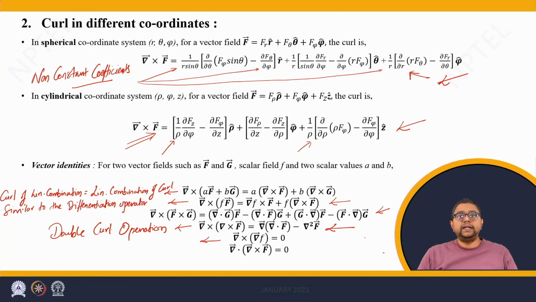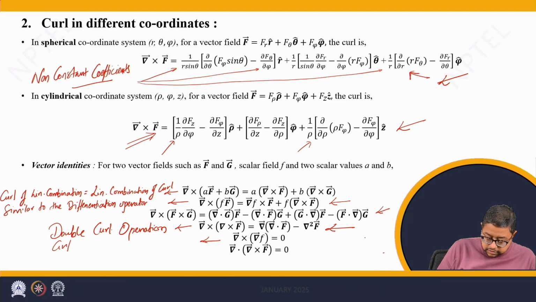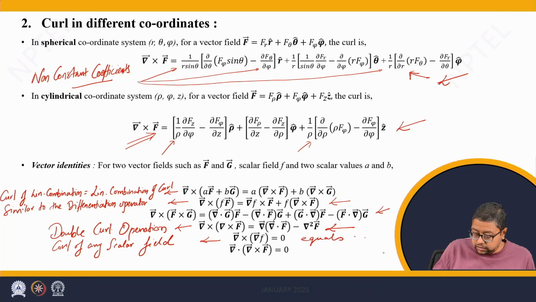The fifth identity indicates that the curl of any gradient of a scalar field is equal to 0. Next, the divergence of the curl of any vector field equals 0.